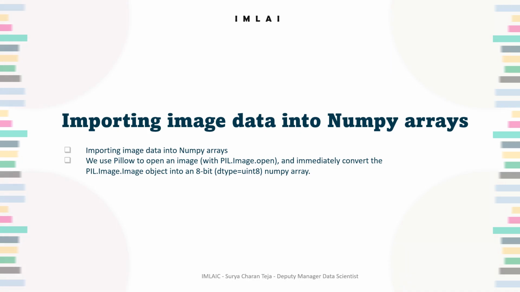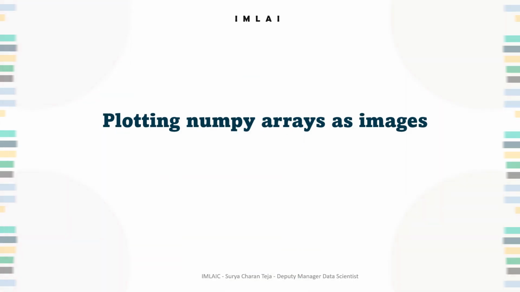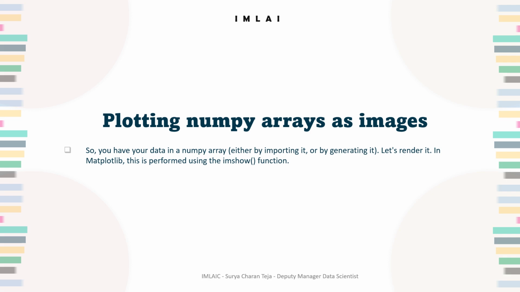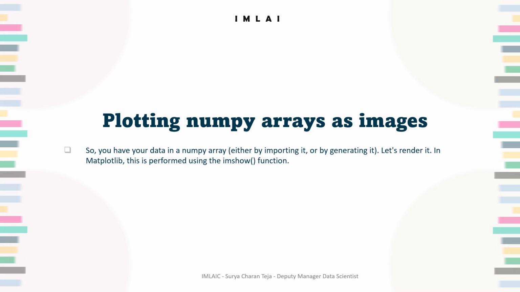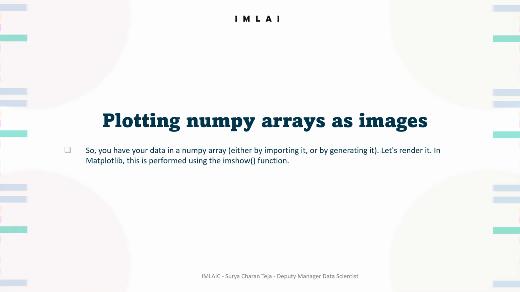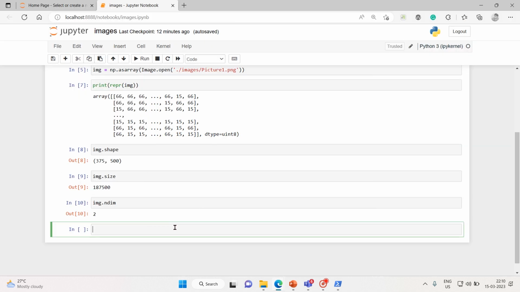So we have imported image data into numpy arrays. Now it's time to plot that numpy array as an image. So we have our data in a numpy array, either by generating it or importing it. Now let's render it in matplotlib. This is performed using the imshow function. So let's do that. Plotting numpy arrays as images.